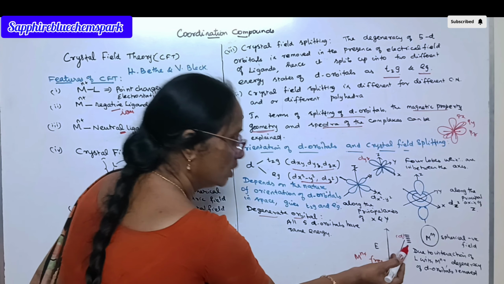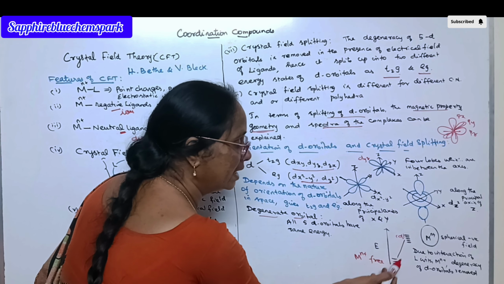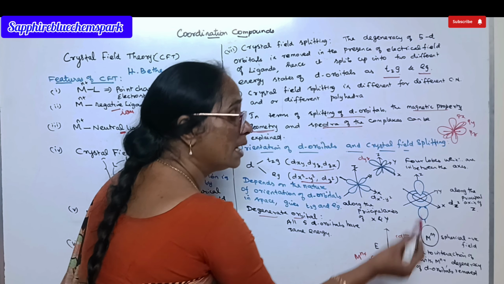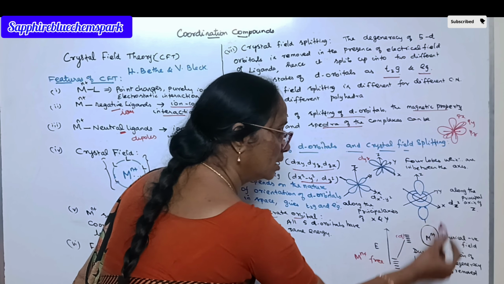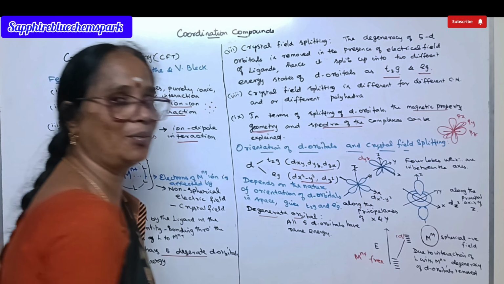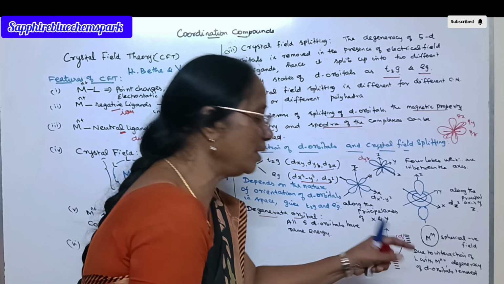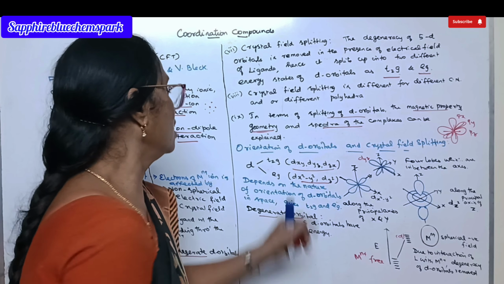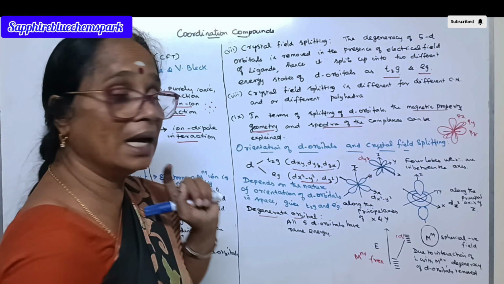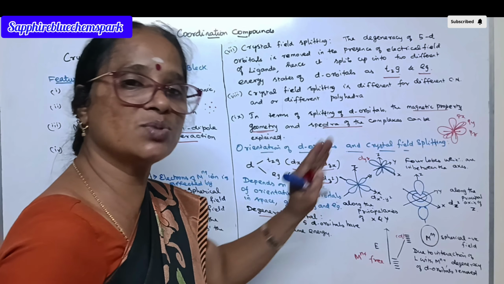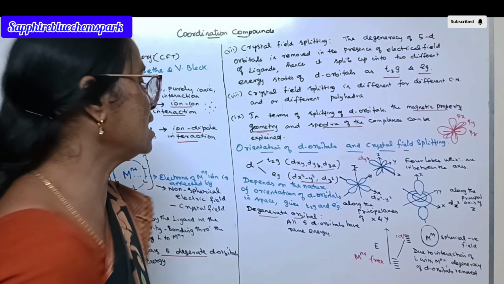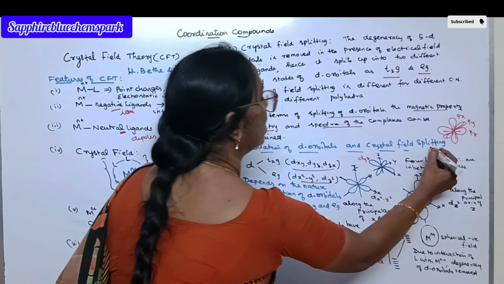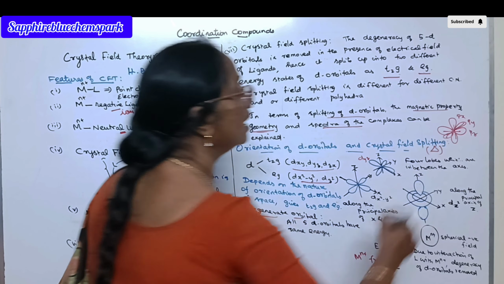So though they have the same energy in the higher energy state, depending upon the geometry of the complex and the coordination number of the central metal ion, the d orbital gets split up into T2g orbitals and Eg orbitals. That is what is said to be crystal field splitting. That crystal field splitting is denoted by the symbol delta.